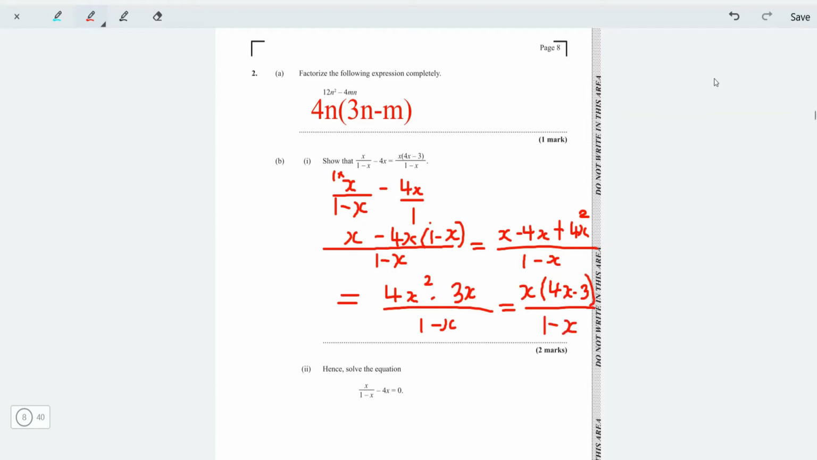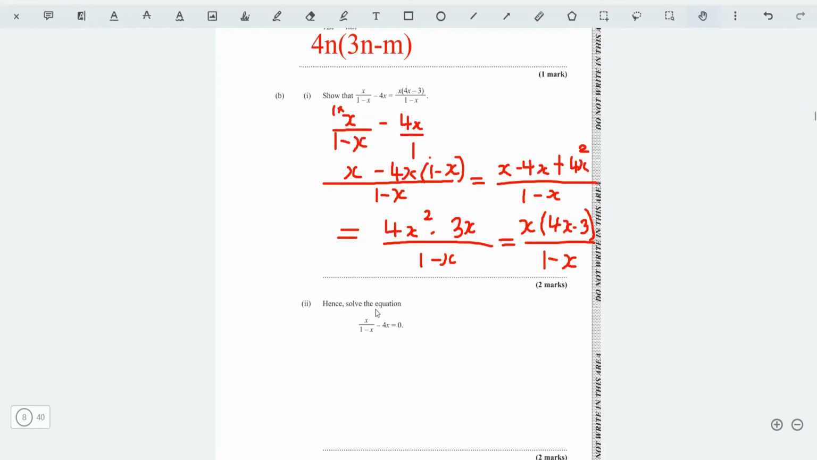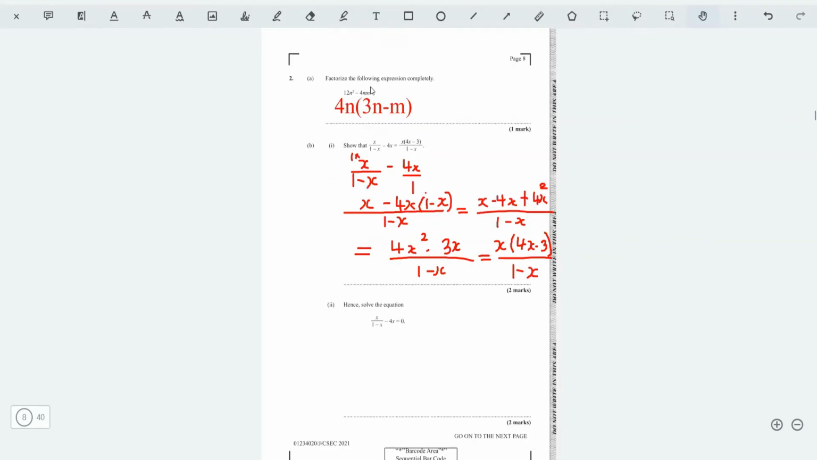Now it says hence solve this equation. Since it says hence, what the word hence means is that instead of using this side to solve the equation, you're going to use the other side over here and solve the equation. So instead of solving this part equals 0, what we're actually solving is this part equals 0. Because if you're solving this equals 0, you can solve that part equals 0 since the two of them are the same.